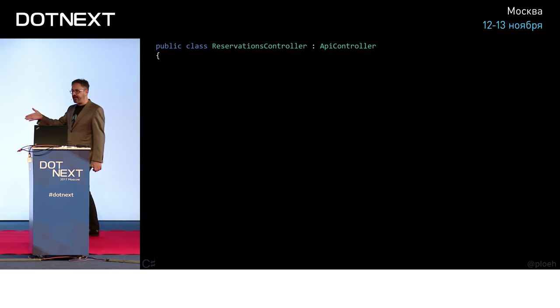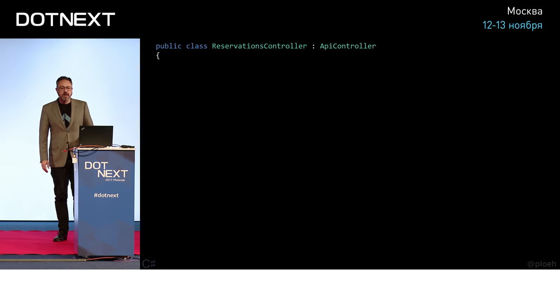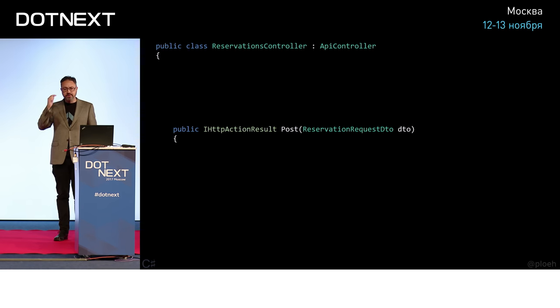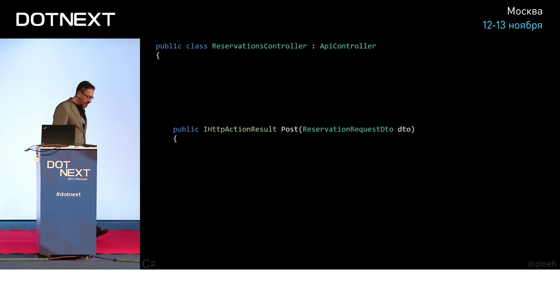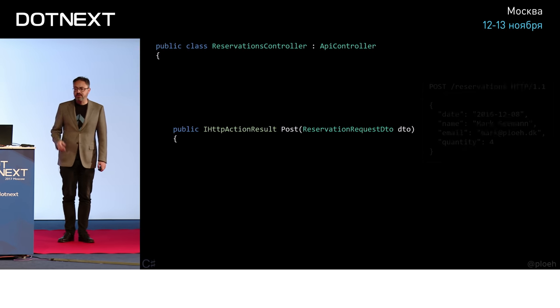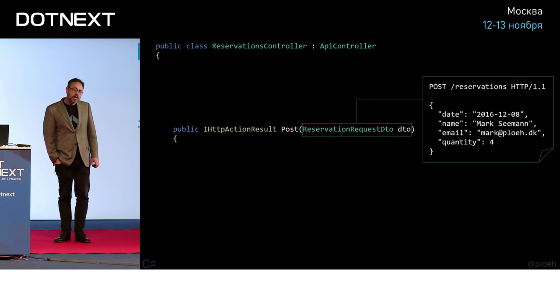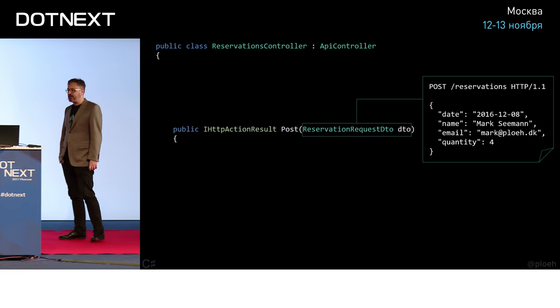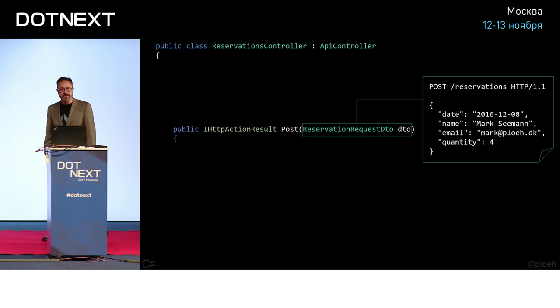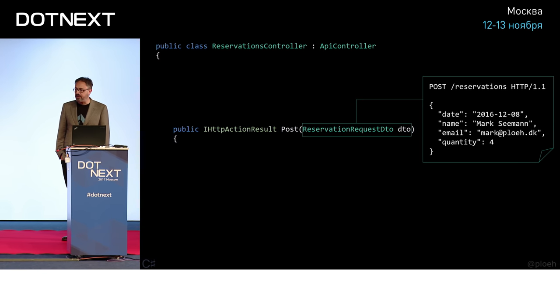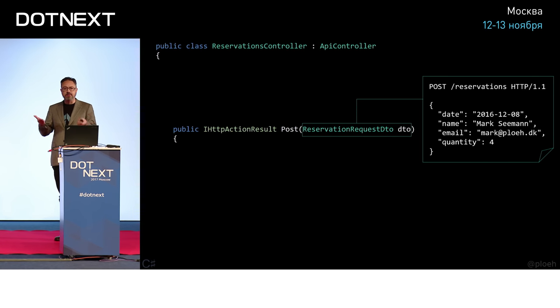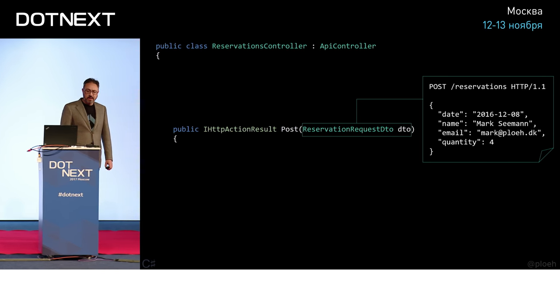Now, in order to handle that incoming JSON document, I'll add a method called Post. In that Post method, we'll have an argument called reservationRequestDto. DTO is just short for data transfer object. That's the design pattern that Martin Fowler described many years ago. So it's just the C# representation of the JSON document. It just contains date, name, email, and quantity. So it's just a dumb data object.